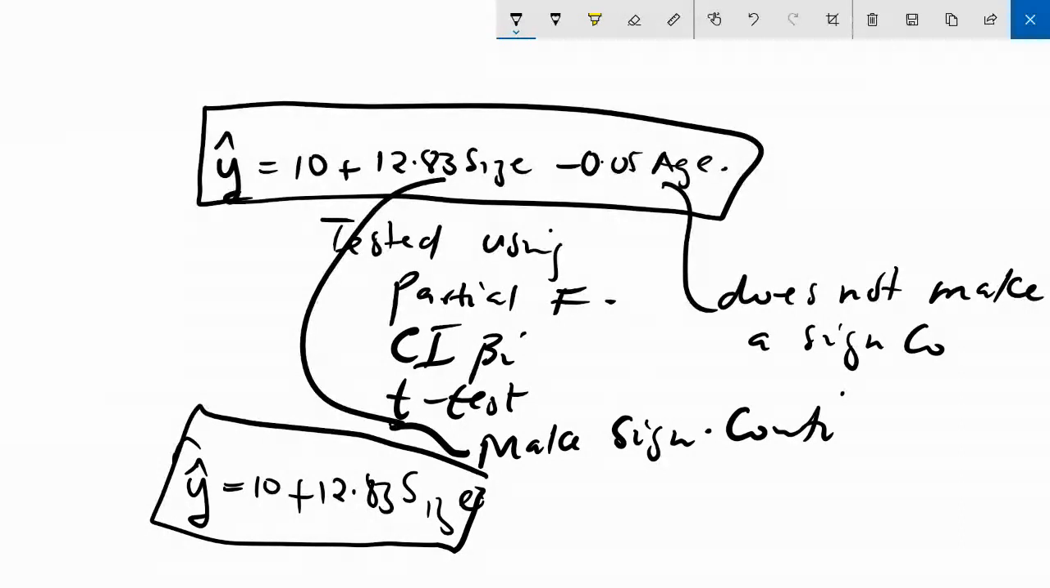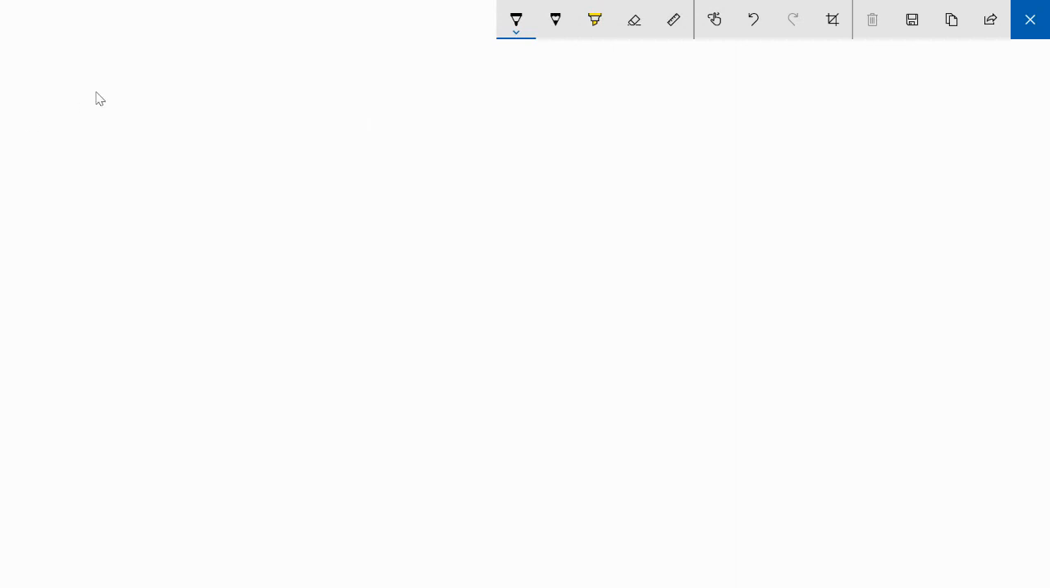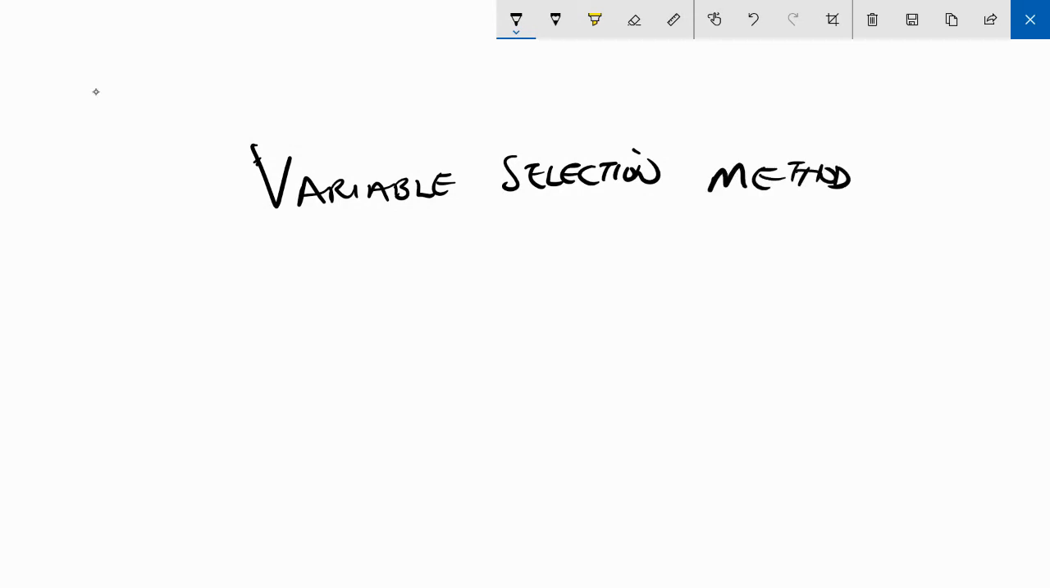There are methods that can be used to do that. Instead of you doing it manually, there are methods that can help you remove those variables. We have, I don't know, should I call it, 4 methods that can be used to help you remove the variables. Let me call this section the variable selection method. I'm just going to explain the theory part of it.